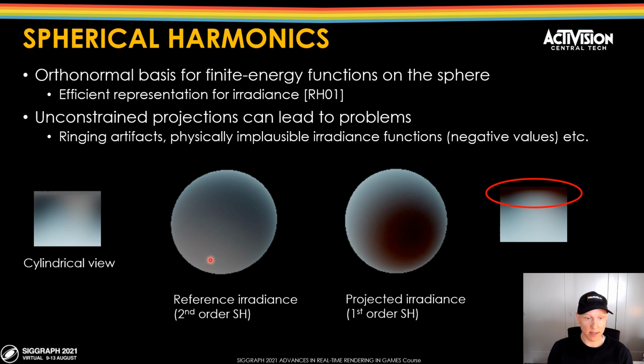For instance, in this case, we have a reference irradiance encoded in second order SH. If we simply do the least squares projection to first order SH, and in an orthogonal basis, you can just drop the second order basis functions, this is what you get. What you see here is an area where this actually goes to negative values, as well as this color shift to red that's not supposed to be there.